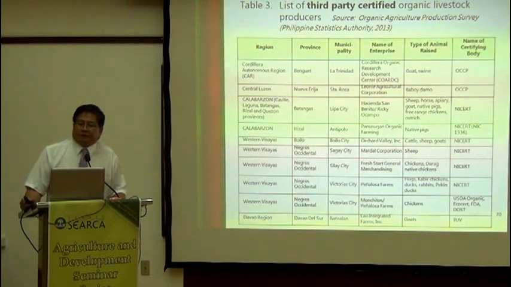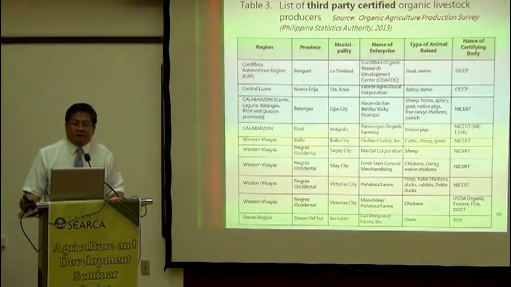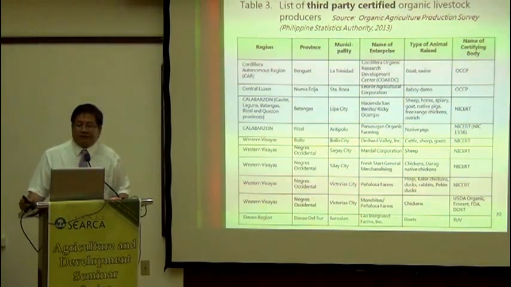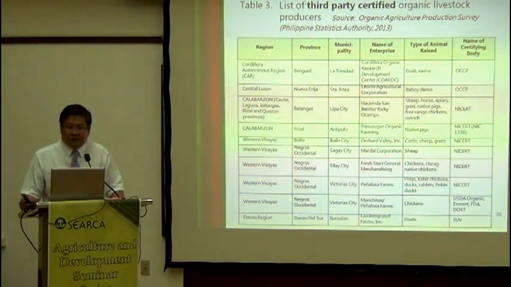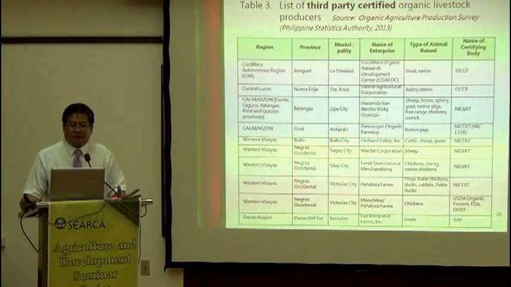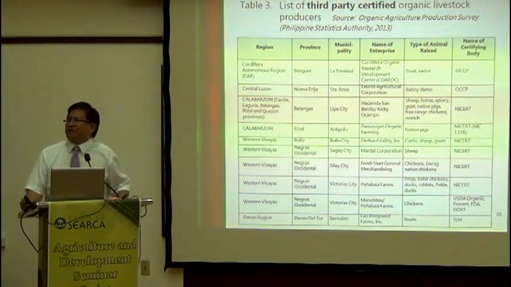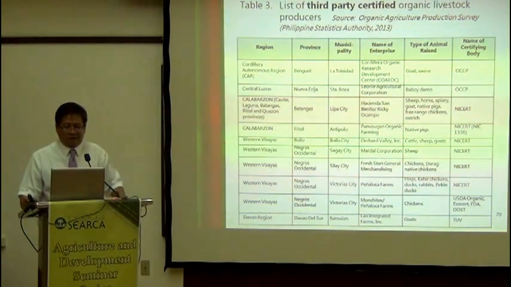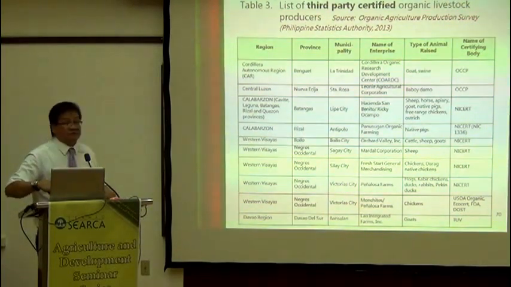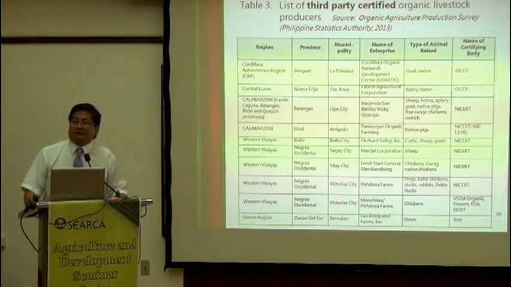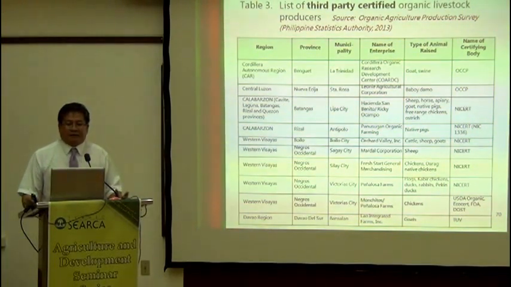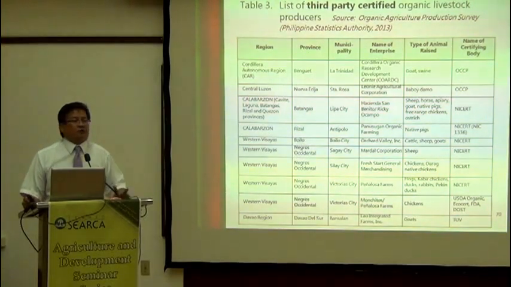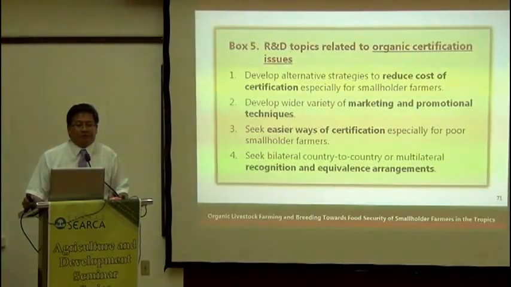The sad part is, if you check the third party certified list of those local producers, I took this from the Philippine Statistics Authority through that Organic Agriculture Production Survey. There are only a few of them. In fact, I counted them, there are 10, many of which are from Western Visayas because of the NISCERT, Negros Island Certification System. And I was told that not much has been added to the list since 2013. So, not too many people are really into certification.